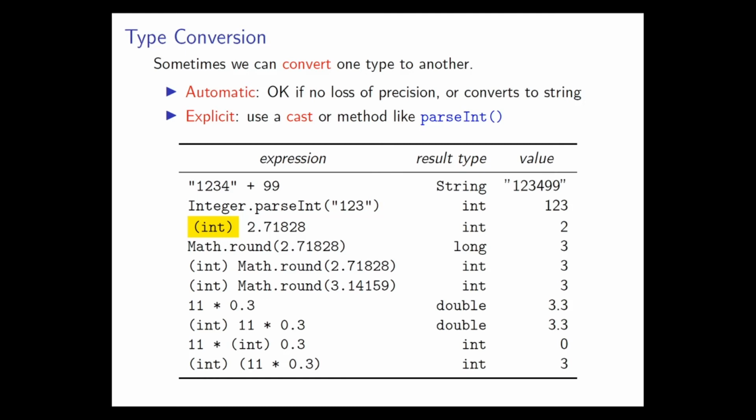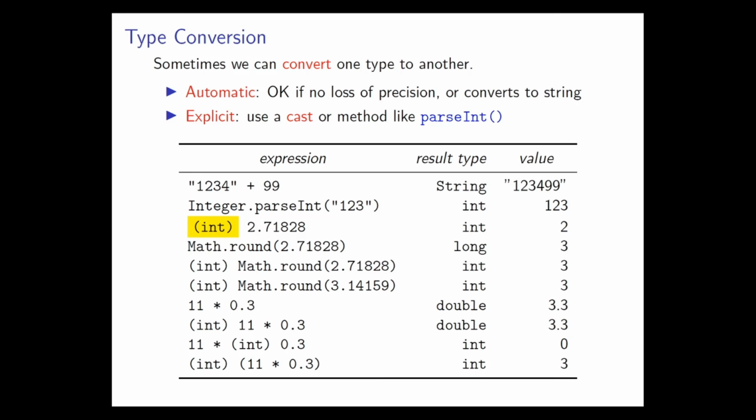What about 11 star bracket int close bracket 0.3? Well, what's going on there? What's happening there is that if we insist on taking a double 0.3 and casting it to an integer, that's going to discard the fractional part, and so we're going to end up with the integer 0. And then when we multiply 11 by the integer 0, we're going to get 0.